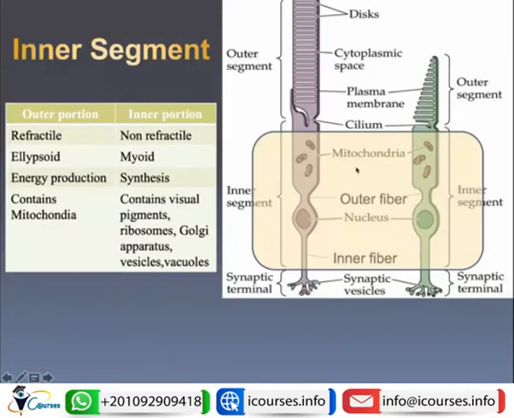So again, the inner segment consists of an outer part and an inner part. The outer part contains mitochondria, which are responsible for energy production, and this energy is needed by the inner portion for synthesis of the visual pigments. It also has different cellular organelles such as the Golgi apparatus and ribosomes.